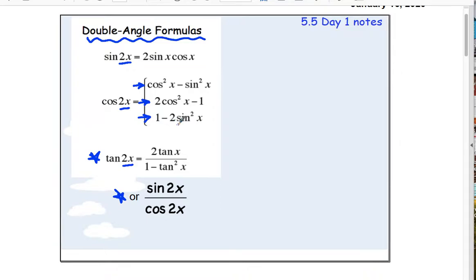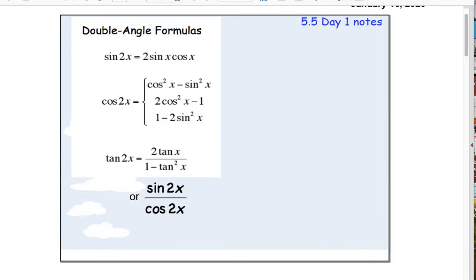Just depending on the problem, if the problem is involving only sines, you would probably want to use this bottom one. If the problem is involving cosines, you might want to use the middle one. Most times it doesn't matter, but sometimes you might want to be clever in which one you pick. Same thing goes with tangent 2x. You can use either this formula or this formula. So we'll just do some examples. You can see which formula might be the easier one to go with.